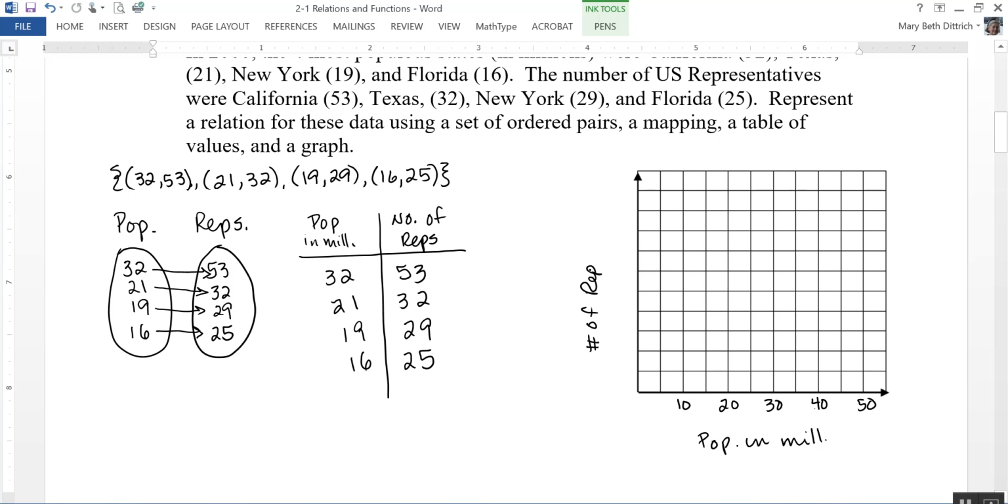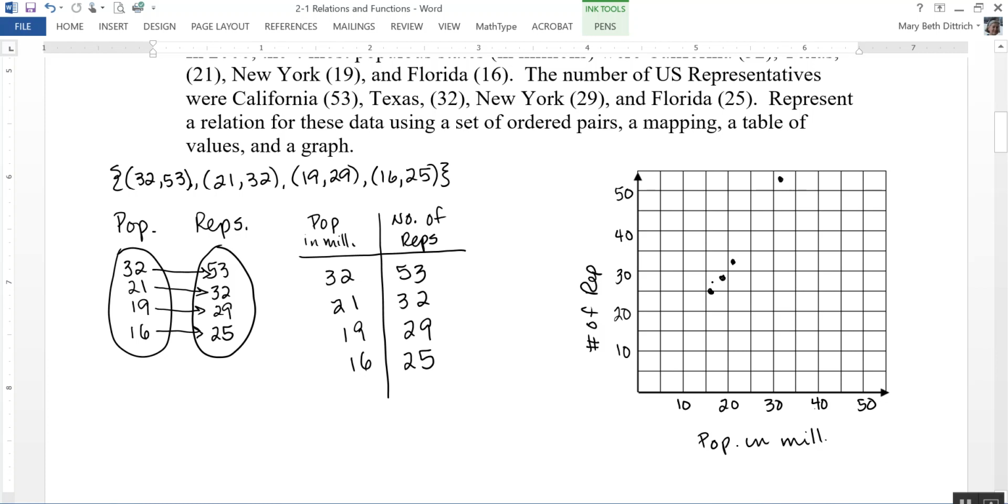And I'm going to also do this. Those numbers go from 25 up to 53. I think I can do something similar here. So 10, 20, 30, 40, and 50. And then just plot a point for each one of those. So 32, 53 would be something right about here. Doesn't have to be super precise. 21, 32. About there. 19, 29, something like that, and 16, 25, right about there.